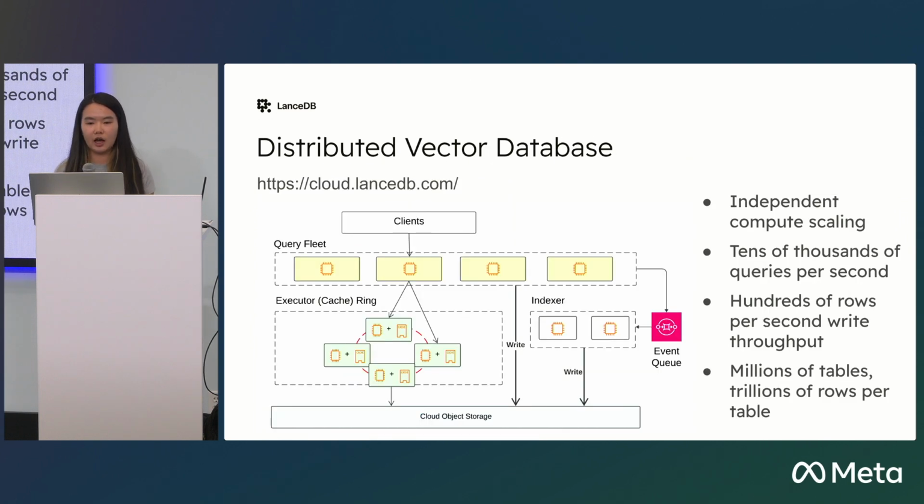We also have the cloud offering, which is a distributed vector database. Basically, we launch the open source embedded vector database, LanceDB, in our query nodes, and we launch as many as the queries need. Every component can be scaled independently. We have the cache and the indexer to improve read and write performance. By scaling out different components independently, we are able to support tens of thousands of queries per second, hundreds of rows per second write throughput, and millions of tables and trillions of rows per table.